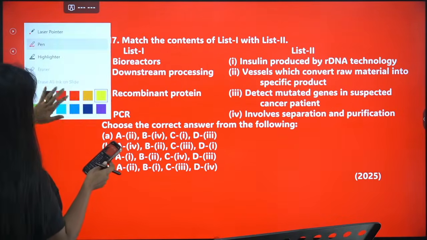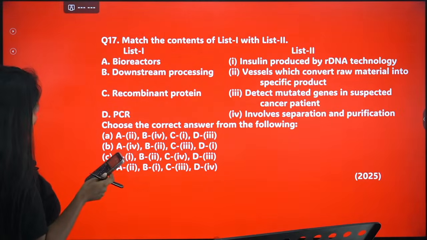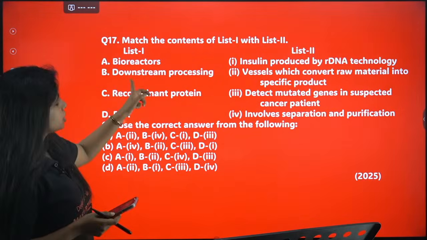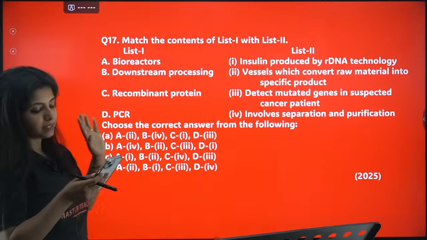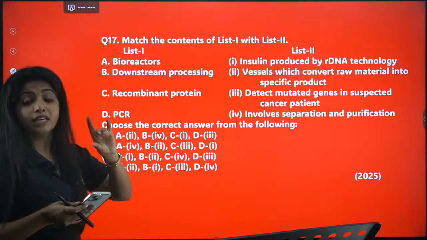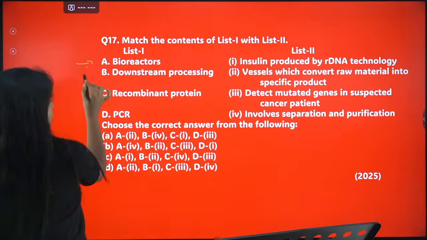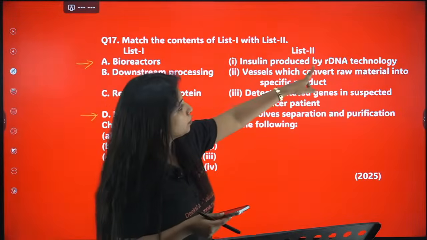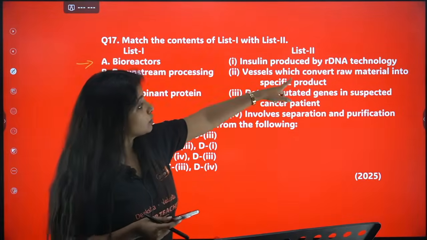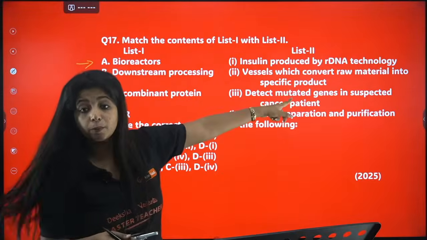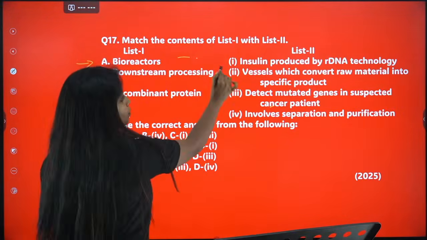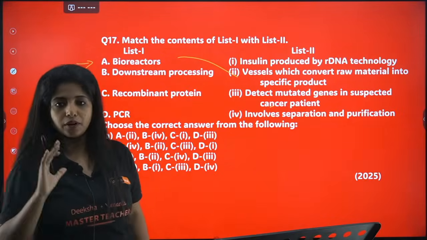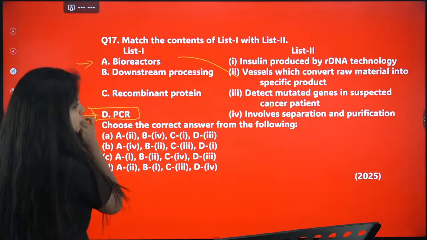Next question, question number 17. Match the content of list 1 with list 2. So, bioreactors, downstream processing, recombinant protein, PCR is given over here. Always in a match the following question, try to match A first and D also. So A is bioreactors. Insulin produced by rDNA technology, no. Vessels which convert raw materials into specific products, yes, they are bioreactors. Big vessels where our raw material is being converted to our product. Now PCR is polymerase chain reaction, right?